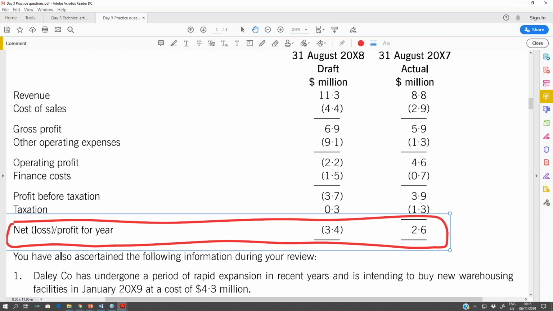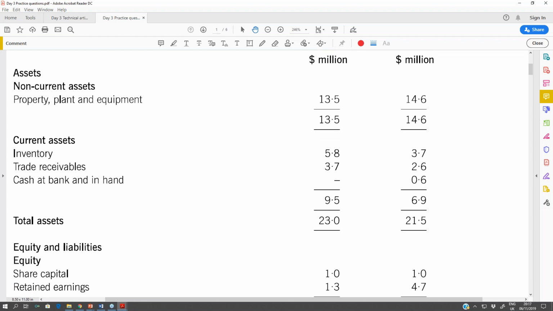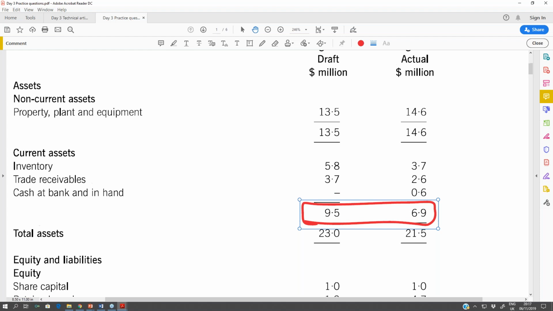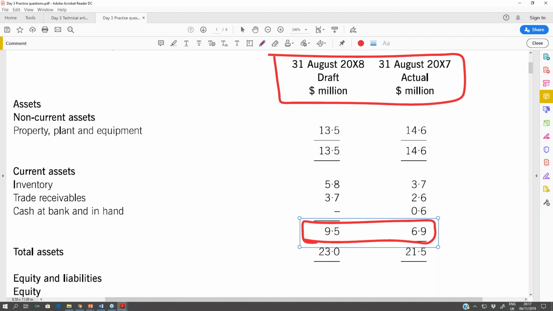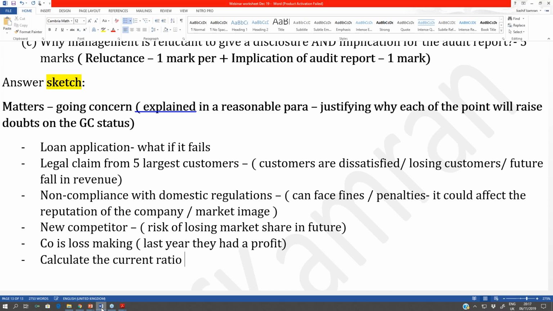Now, you can do some ratio analysis. For example, we know that for going concern, liquidity is very important, right? So we can find the liquidity of this company. We have the current assets given, for the current year and the last year, and we have the current liabilities given under. Once the session ends, you can calculate the current ratio. I think if you calculate it, there will be a fall in the current ratio from last year to this year.